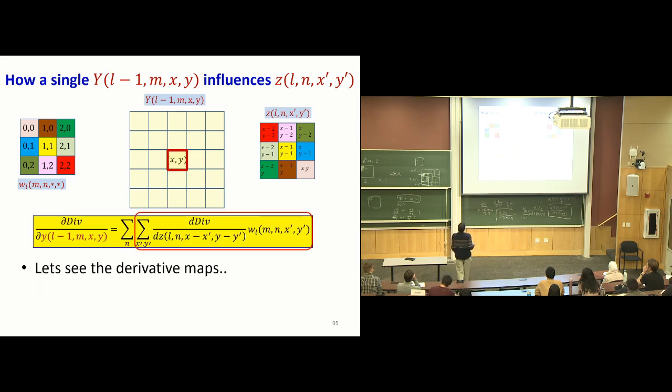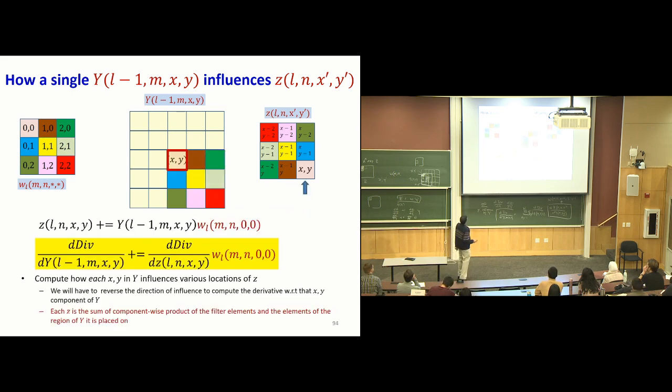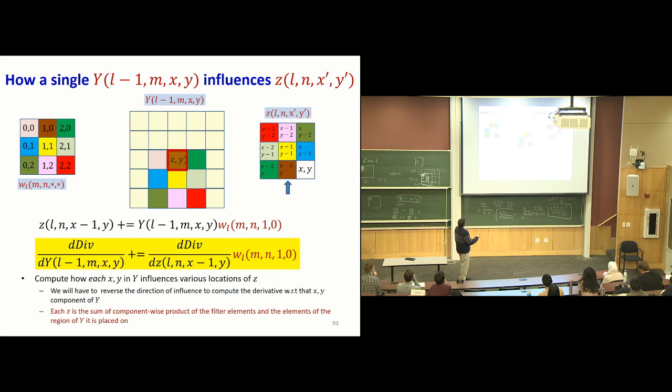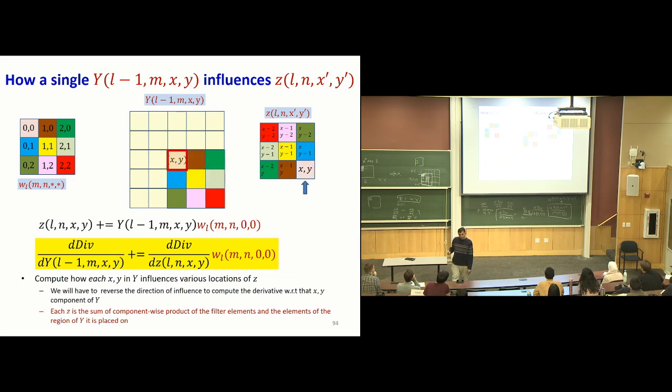So when I want to compute the derivative of the divergence with respect to, say, this xy, then the contribution of this xy is going to be the derivative of the divergence with respect to this z times w0,0, right? The contribution of this guy is going to be the derivative of the divergence with respect to this term times w1,0. So I'm computing the derivative of the divergence with respect to this xy, but I'm looking at what comes through this position, right? So you see how the whole thing is working out, right?